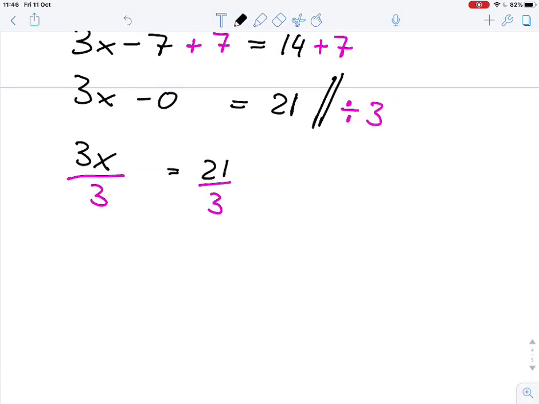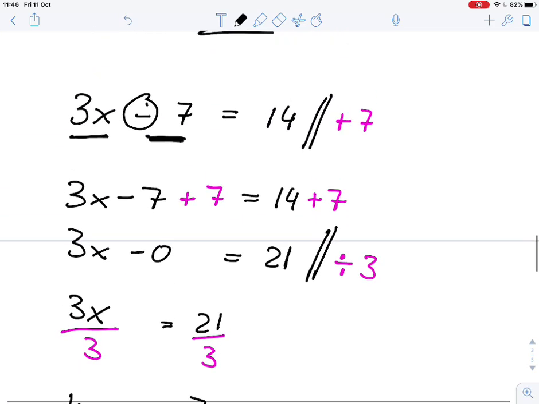Three x divided by 3, that gives us 1x, equals 21 divided by 3, 7. So we have x equals 7. All the x's on one side, all the non-x's on the other side. Hey, cool. Life is good.